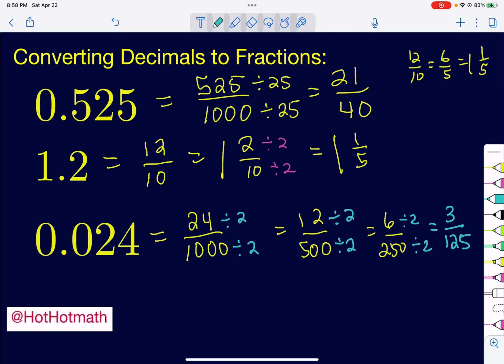Now, 3 can't go into anything but 3. I'm sorry, nothing can go into 3 but 3. This ends in a 5. One really cool trick that you can use to see if something is divisible by 3, if you add up the digits 1 plus 2 plus 5, that's 8. Since it's not a number divisible by 3, it won't reduce by 3 either. So that's just 3 little quick examples of how to convert a decimal to a fraction.